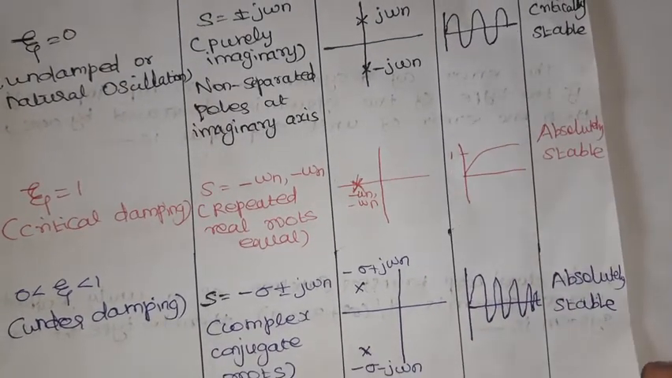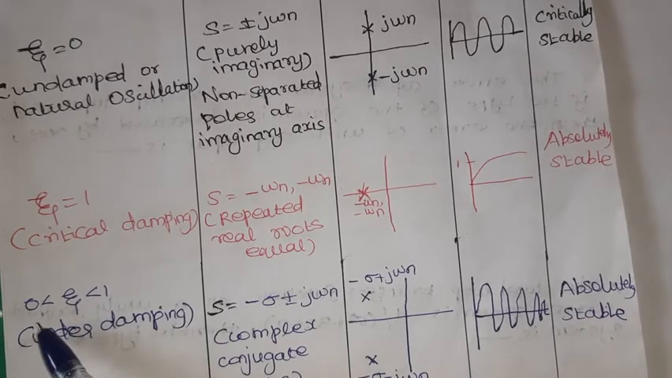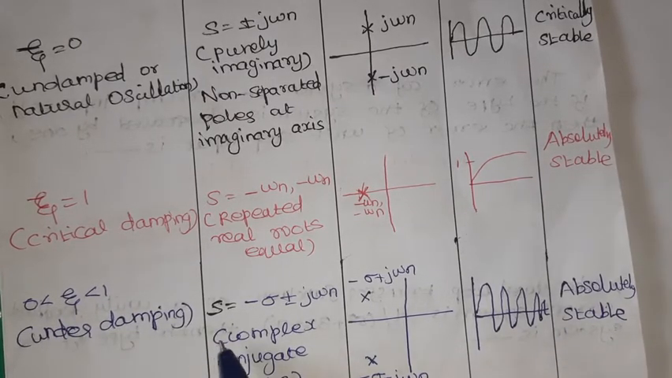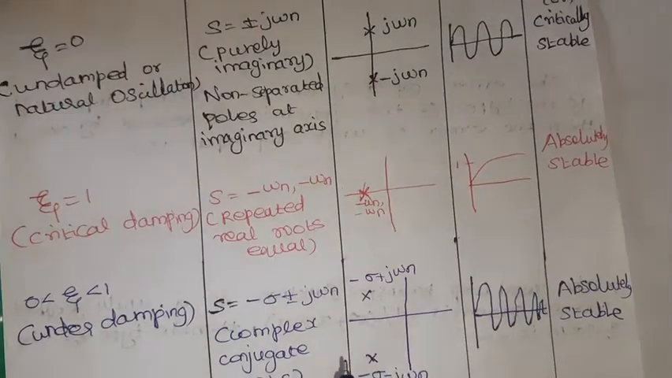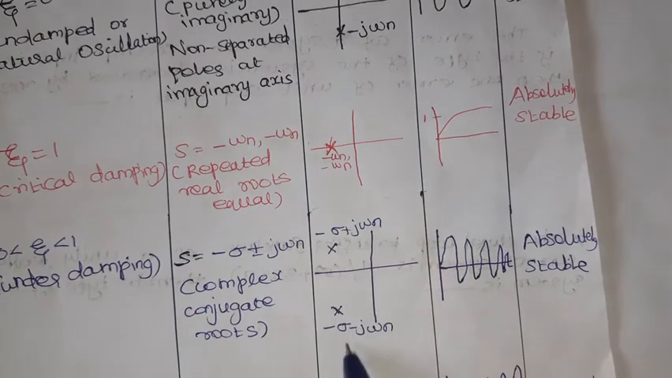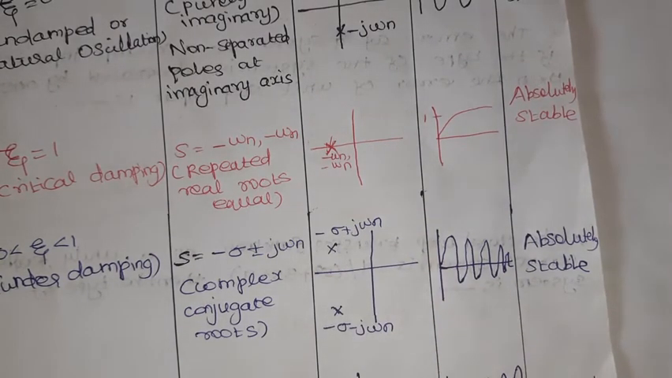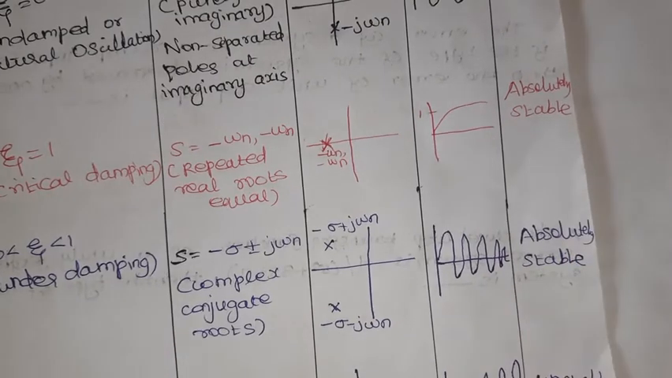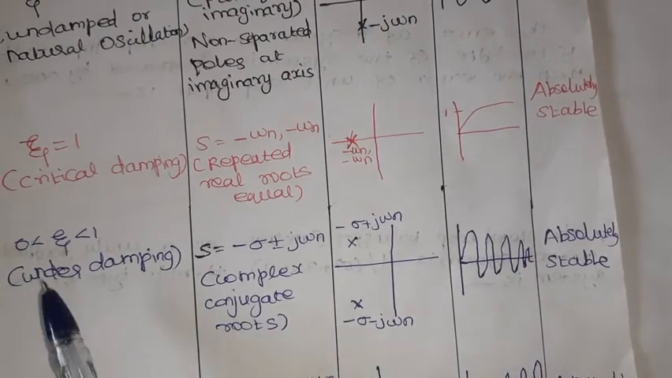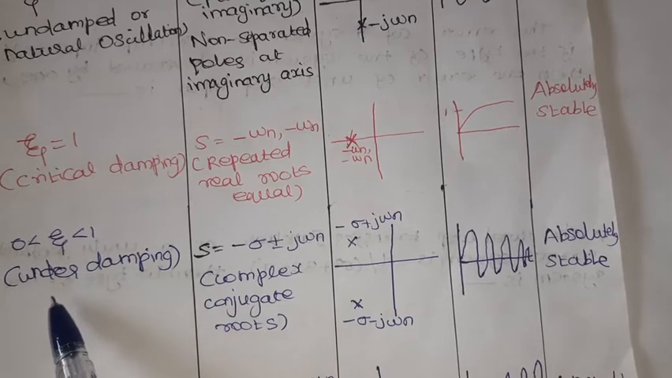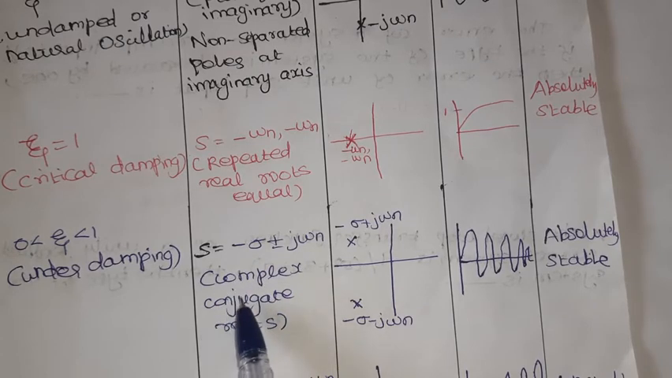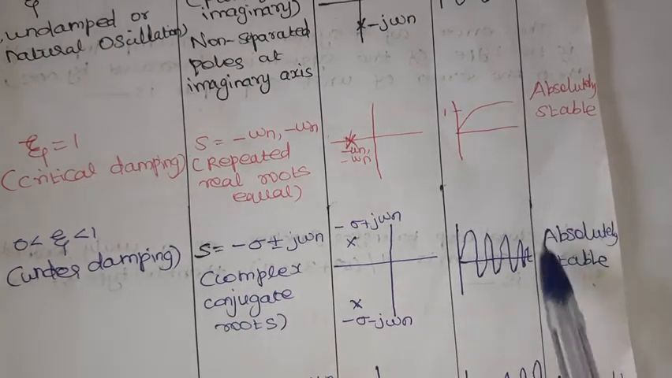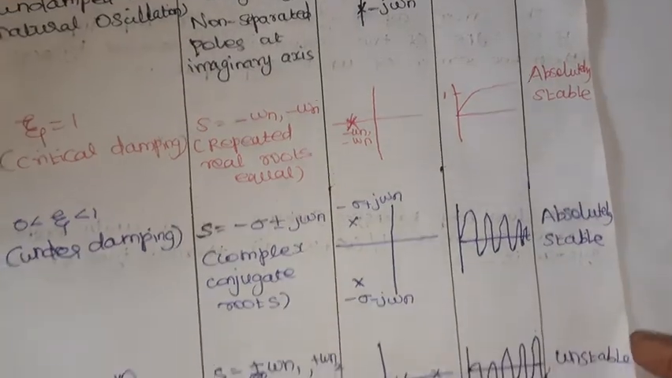Next, underdamping. What is underdamping? When zeta is in between 0 and 1. What is the location of the closed loop poles? S is equal to minus sigma plus or minus j omega n, which means complex conjugate roots. How is the system? Absolutely stable. For zeta between 0 and 1, an underdamped system, the roots will be complex conjugate and the system is absolutely stable.